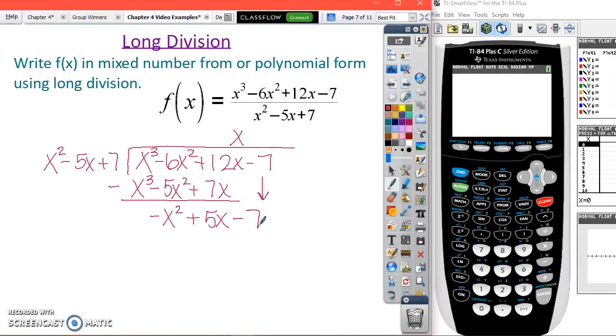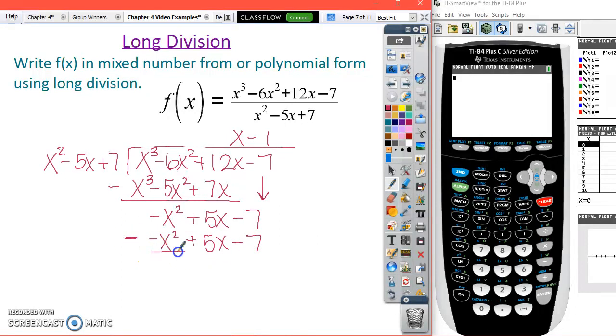We're going to repeat this process over again. We ask ourselves, what times x squared would give us a negative x squared? The answer would be a negative 1. Now that I know that, I'm going to multiply this negative 1 by each of these three terms and place them underneath. Negative 1 times x squared gives us a negative x squared. Negative 1 times negative 5x gives us a positive 5x. And negative 1 times 7 gives us a negative 7.